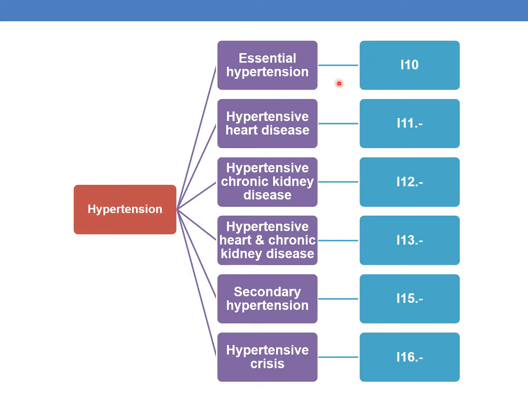So I10 is essential hypertension, I11 is coded for hypertensive heart disease, and I12 is coded for hypertensive chronic kidney disease. I13 is coded when there is hypertensive heart and chronic kidney disease. This is a combination code. Next, secondary hypertension is given by I15 and hypertensive crisis is given by I16.